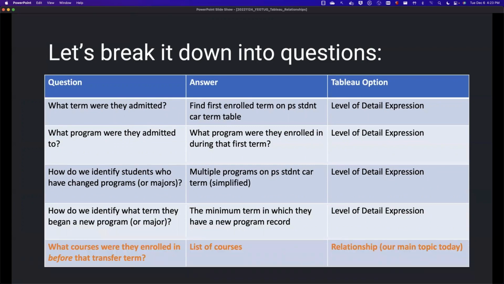The first four examples here are all answered effectively by level of detail expressions in Tableau. The fifth question focuses on Tableau's relationships. The last question, and really the key for our example, is what courses were they enrolled in before that transfer term? We use a Tableau relationship to answer that, in part because the courses they were enrolled in are more granular than which programs were they in a particular term, which is what we find from the student career term table.